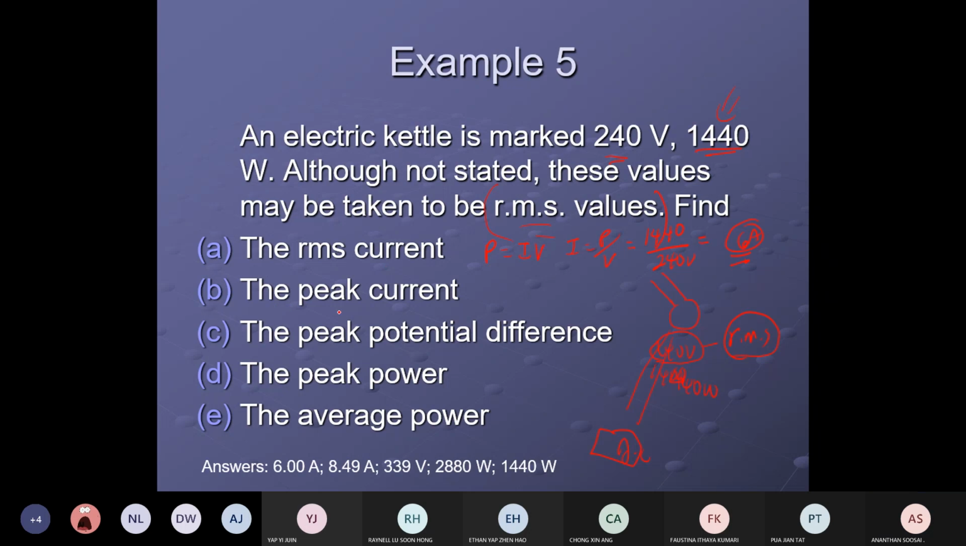The peak current. How do you get the peak current? You know the RMS current already, right? So you can work out the peak current, because RMS current and peak current are related. I naught over root 2 is your IRMS, so I naught is IRMS times root 2. IRMS is 6 times root 2. Now you should get the peak current. The peak current is 8.49 ampere.